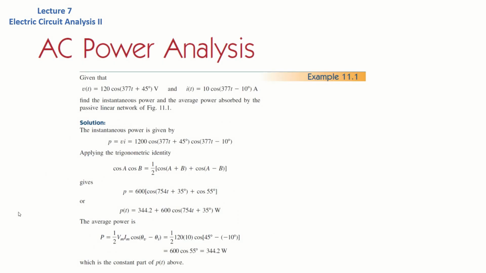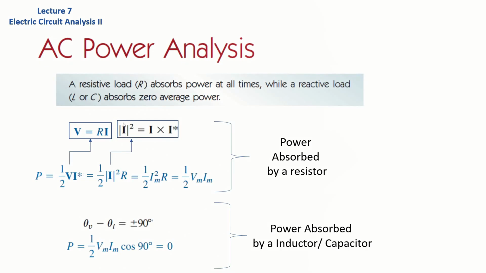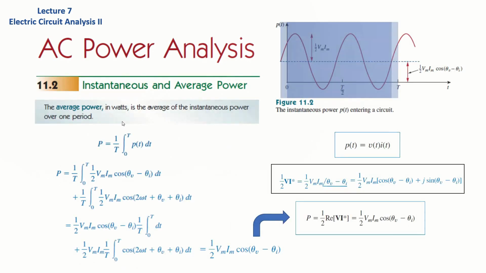Right, so let's have a look at some examples. We are given these two sources, a voltage source and a current source, and we need to find the instantaneous power and the average power. We can find the instantaneous power by going back a bit and using this expression.